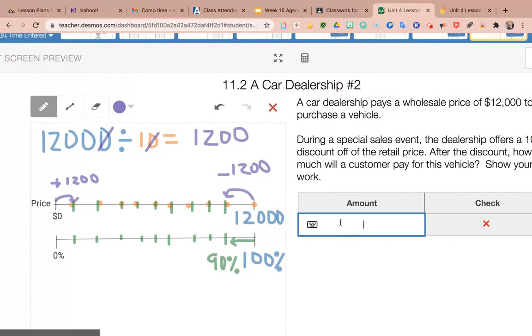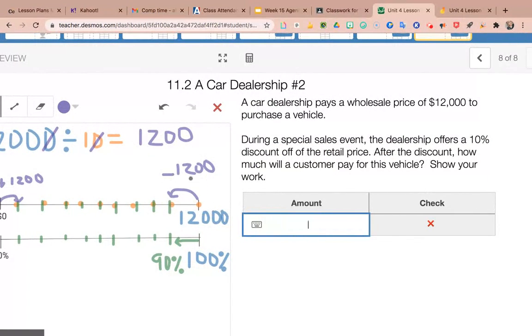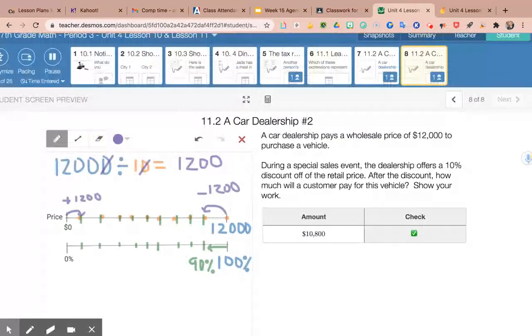So the way you find your new, it doesn't want to know how much you're taking off because you are saving 1,200. It wants to know what the new price of your vehicle is. So 12,000 take away 1,200. So you're going to do 12,000 take away 1,200. And that will give you your new amount of 10,800. So 10,800 is my new price of my vehicle.